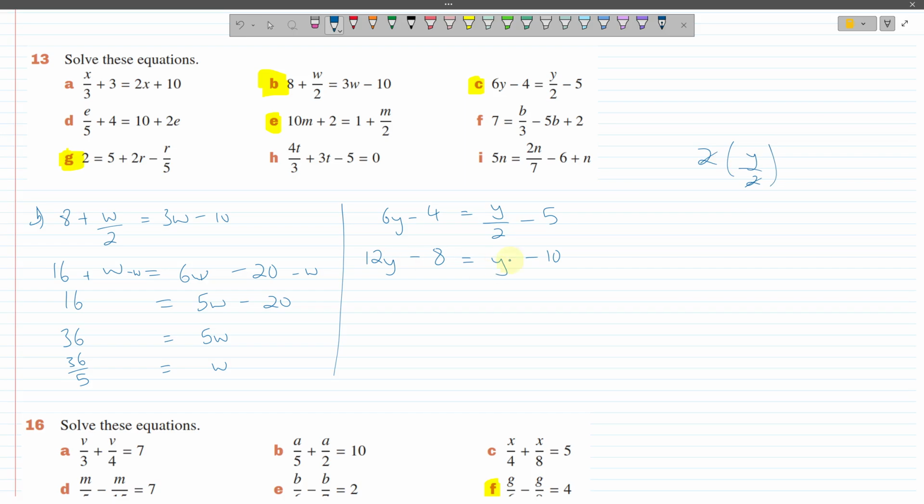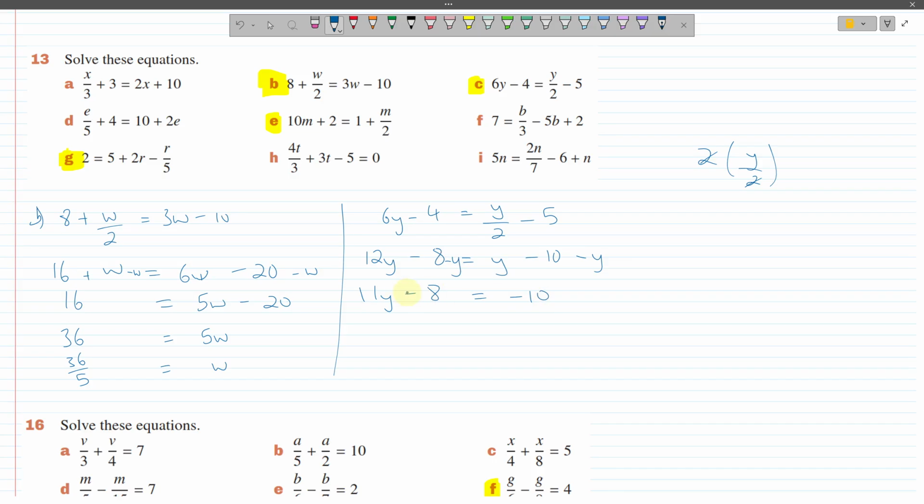Okay, now we have variables on both sides. But as I said before, we can do a minus y here, as long as you do a minus y on the other side as well, and that will just undo each other, so to speak. y minus y is just 0. So 12y minus y is 11y minus 8 is equal to negative 10.